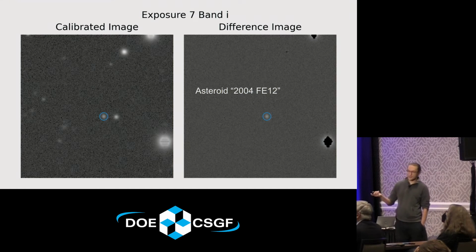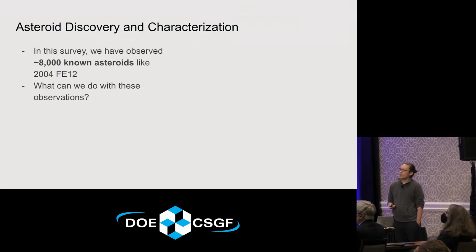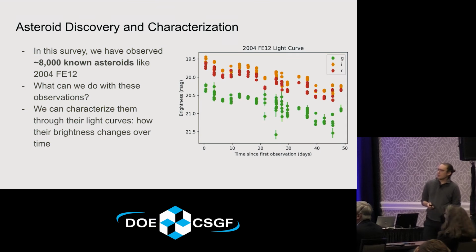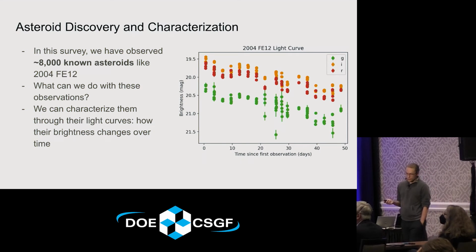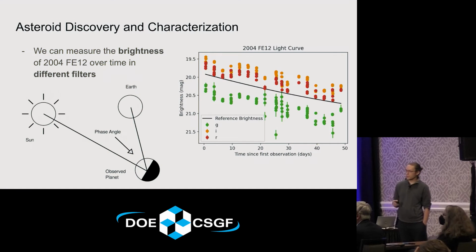And this is an object that has a name. It's called Asteroid 2004 FE12. And so in this survey, we've actually observed around 8,000 known asteroids, just like 2004 FE12. And this begs the question, what can we do with these observations? And one thing we can do is we can create a light curve with them, which is how the brightness changes over time. And this is the plot on the right here. You'll notice a few things about this plot. First, its brightness is decreasing over time, which is a function of our viewing angle, or when we look at the object, the viewing angle.